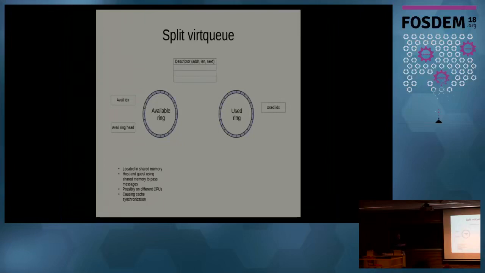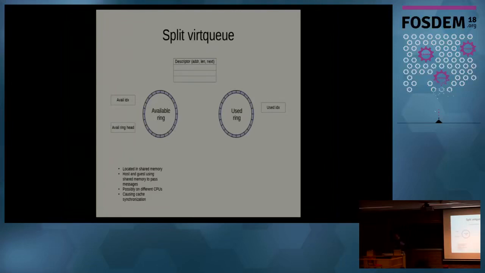Now, head indices are stored in the available ring. To signal to the device which indices are valid, the driver also maintains an available index in shared memory. After executing the request, the device will store the head index in the used ring, which is also in shared memory. It also stores the length of the used part of the buffer, and it then increments the used index value in the shared memory to signal to the driver that this descriptor has been used.